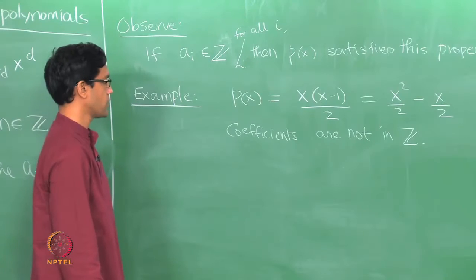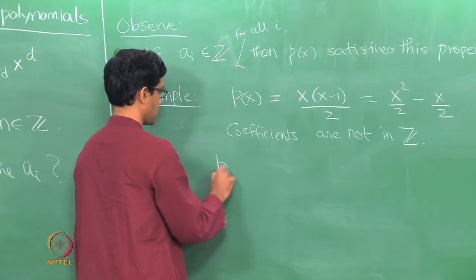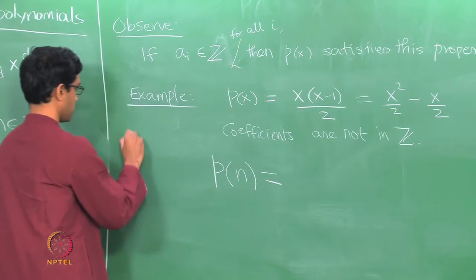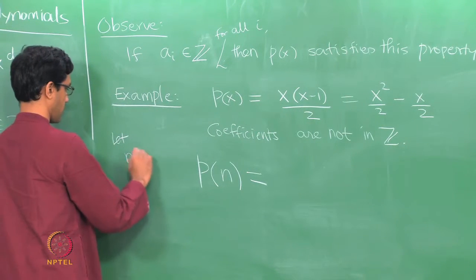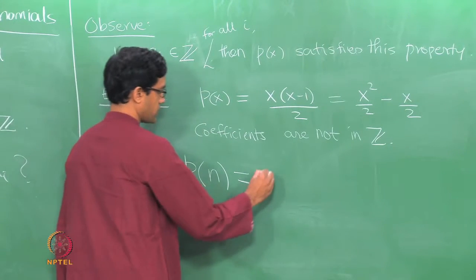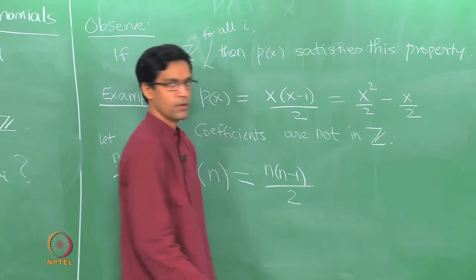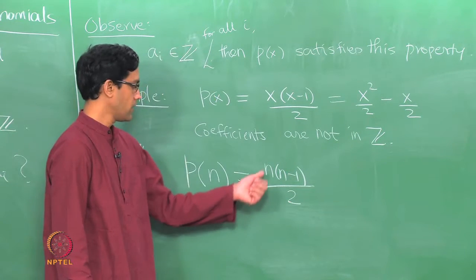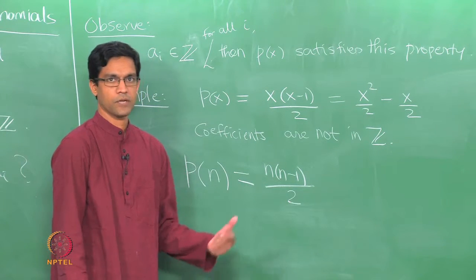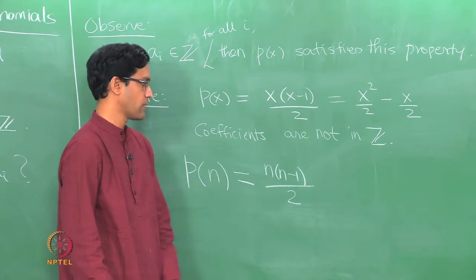So now the question is, what do we know about integer values for x? So let us compute p of n when n is an integer. So let n be an integer and let us calculate p of n. P of n turns out to be n, well it is n into n minus 1 by 2 by definition, right. Now n is an integer, n minus 1 is the one preceding integer, right. So this is the product of two successive integers and then you are dividing the answer by 2.